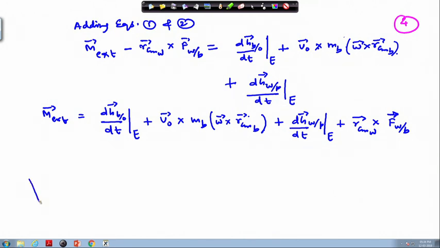Because we have made the free body diagram of the system, on this wheel the force F_WB is acting. So F_WB we can directly write as d/dt of P_W, where P_W is the linear momentum of this wheel. This is the wheel.